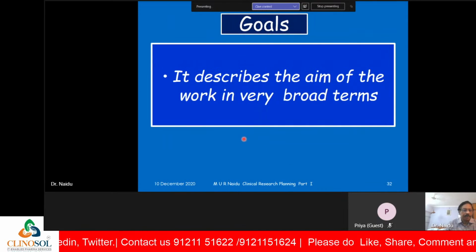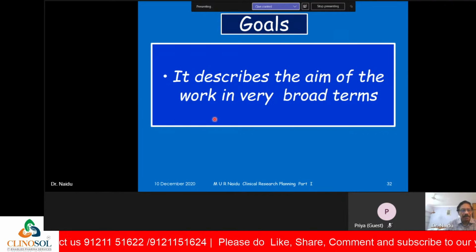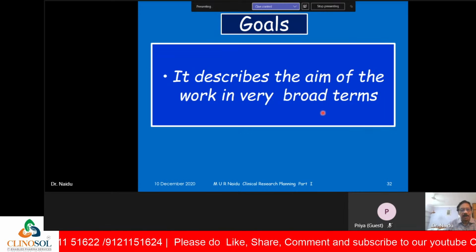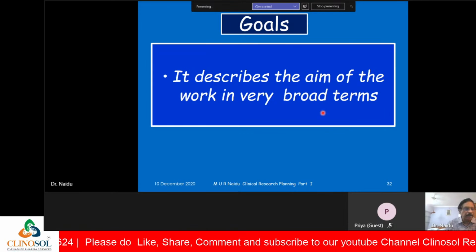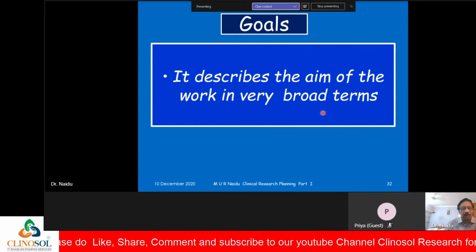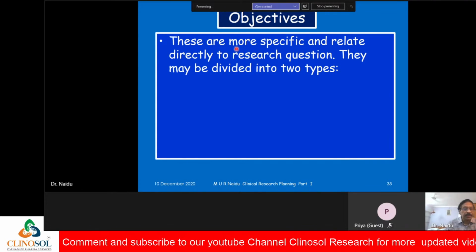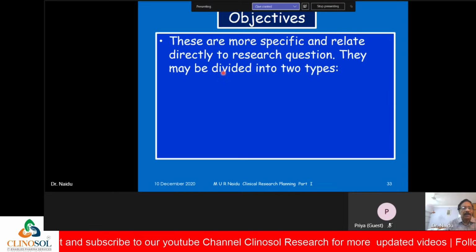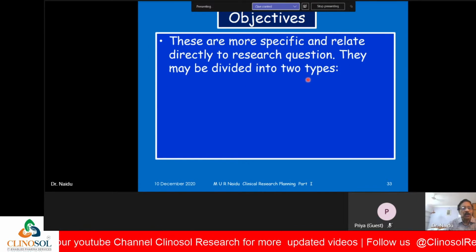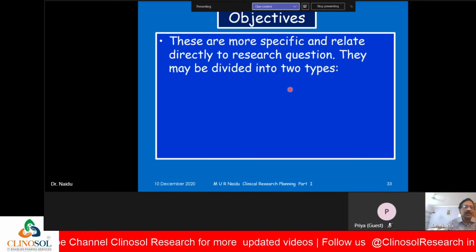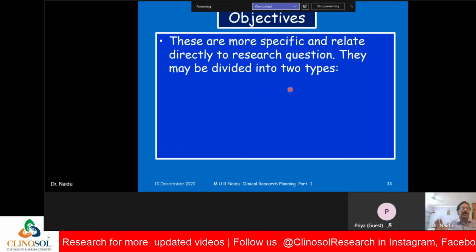Now coming to the goal. What is the goal or aim? It describes the aim of the work in very broad terms. It is not very concise, it is very, very broad. So the aim is very broad and it has to be made into objectives. What are objectives? These are more specific and relate directly to the research question. They are divided into two types. Many people say that aim and objective are the same. No, the aim is very broad.